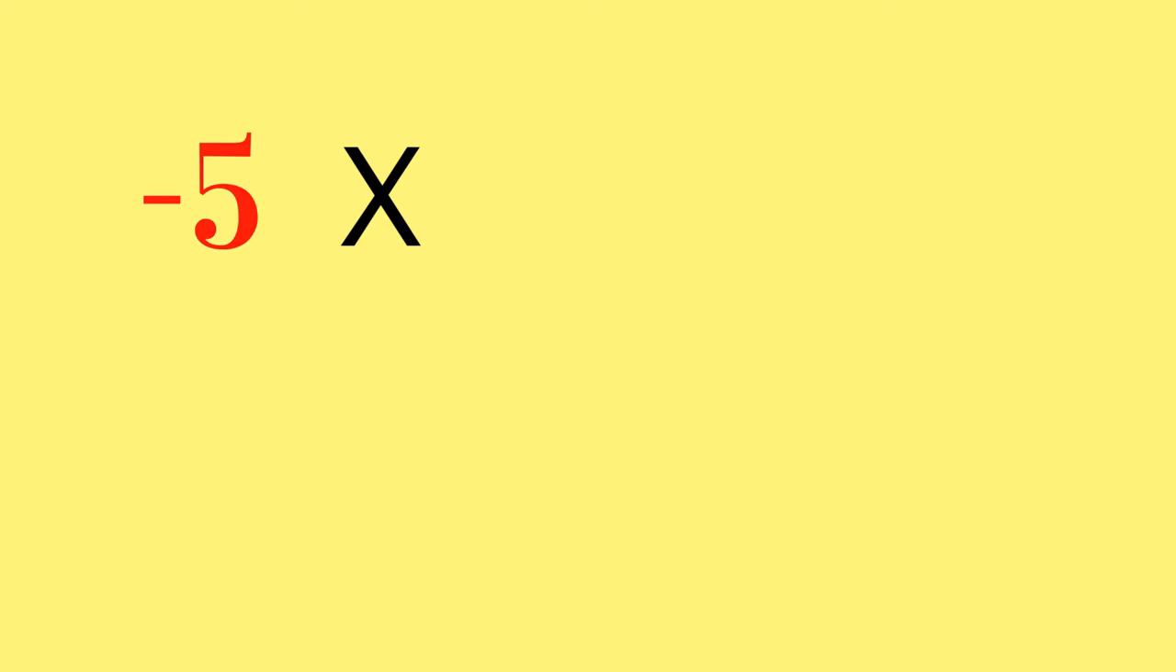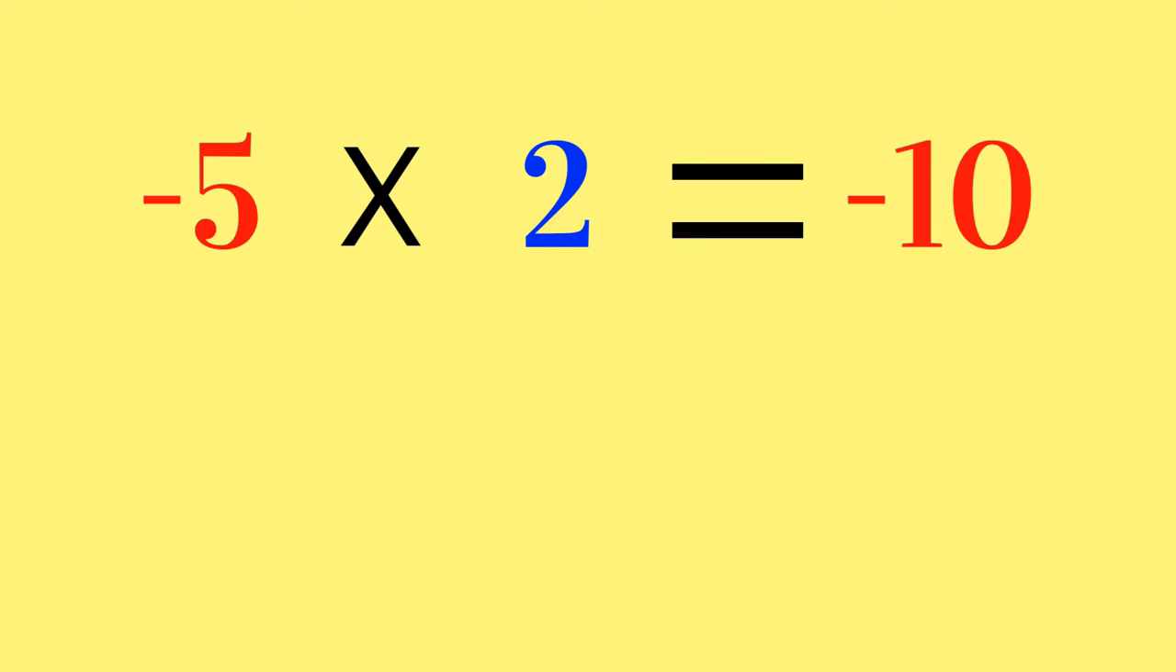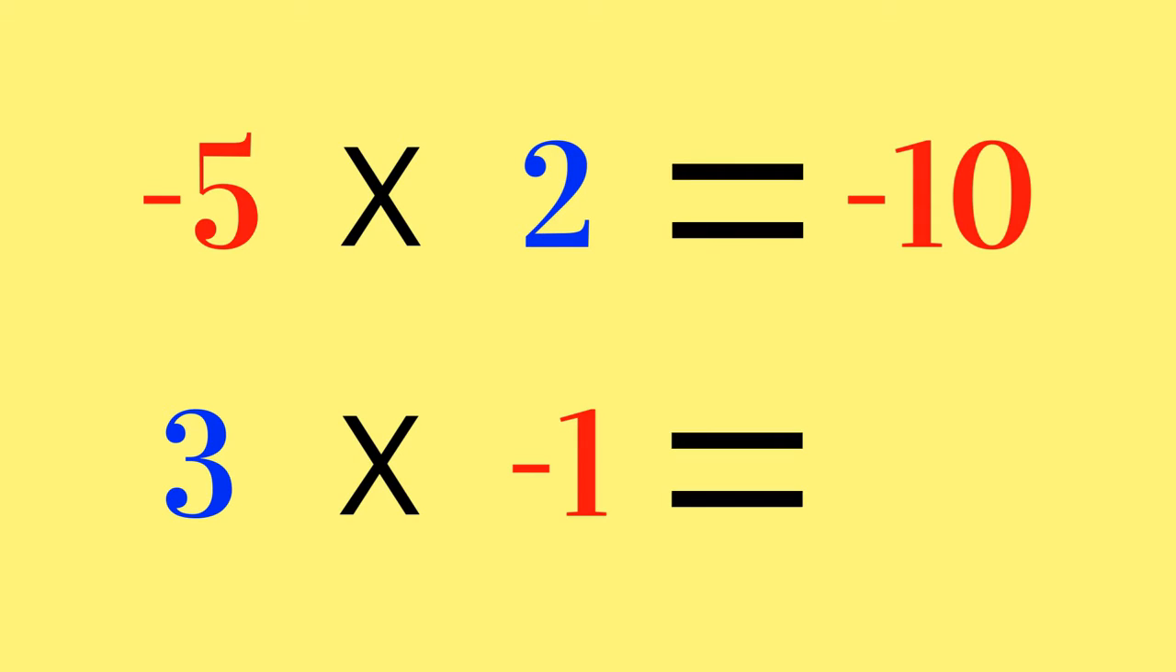Now if you have a positive number multiplied by a negative number, or a negative number multiplied by a positive number, then in this case your answer will always be negative. So negative 5 multiplied by 2 will equal negative 10, and 3 multiplied by negative 1 will equal negative 3.